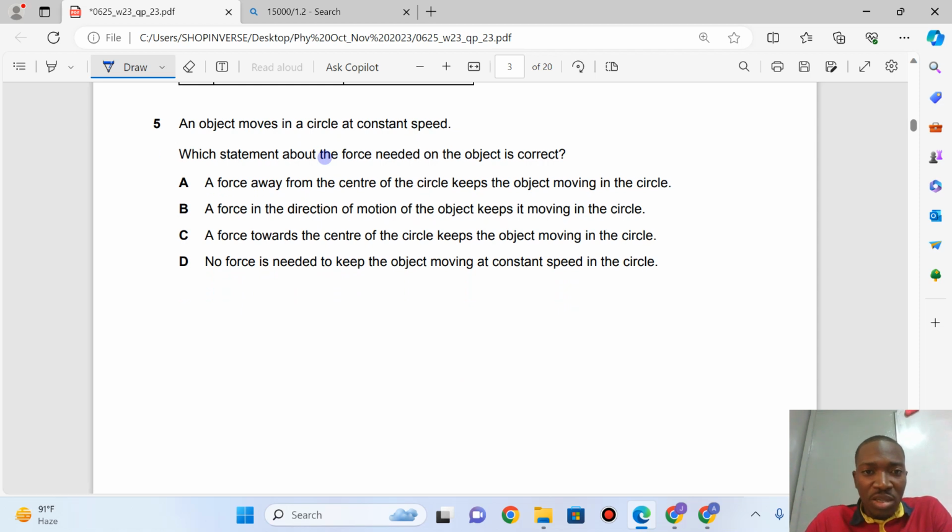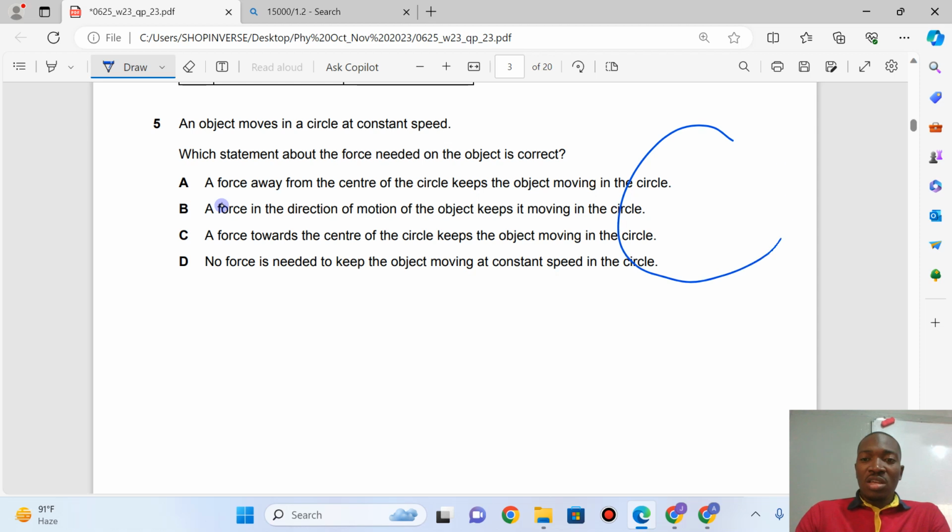An object moves in a circle at constant speed. Which statement about the force needed on the object is correct? Okay, this must be talking about the concept of centripetal force, for an object moving in a circular path. Let's see. The force away from the center of the circle keeps the object moving in a circle. No. The direction of the force must be towards the center of the circular path.